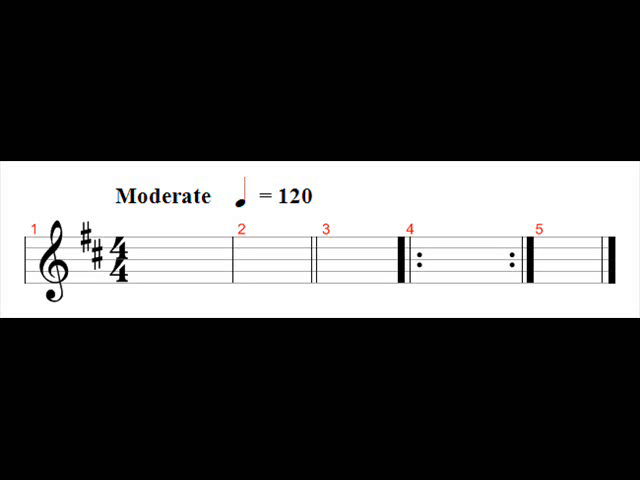So if you're about to change your music, or if there's a big change right there, you'll probably put in a new time signature or a new key signature. Don't worry about what a key signature is. That'll be for later. At bar number 4, that is a repeat sign, and at bar number 5, it is a corresponding repeat sign.